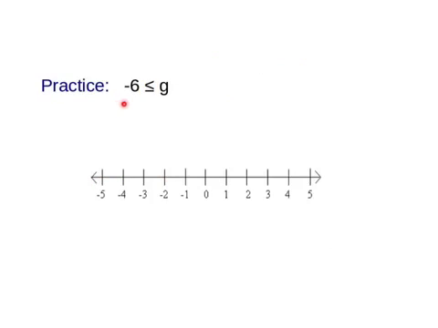Now try graphing -6 less than or equal to g on your own. Pause the movie, do the work in your notes, then press play to learn the answer. Since we have the inequality less than or equal to, we know that -6 is part of our solutions because it is equal to itself. This means we can draw a closed circle at -6.